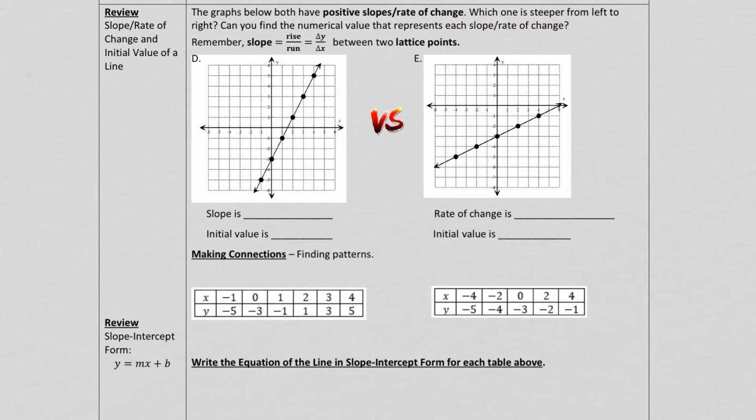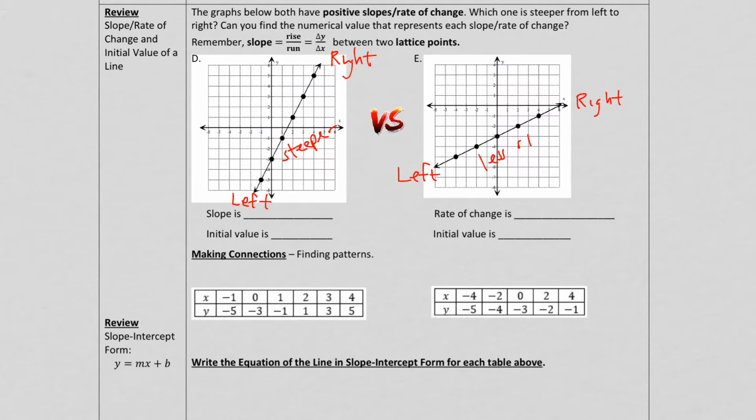Which one is steeper from left to right? So if we just do the eyeball test from left to right, which is how you count slope, the same way you read books, left to right, we're going to agree on that order. If you just do the eyeball test, which one looks steeper? The first one, example D, or example E? Hopefully you see that example D has a steeper incline from left to right in comparison to example E.